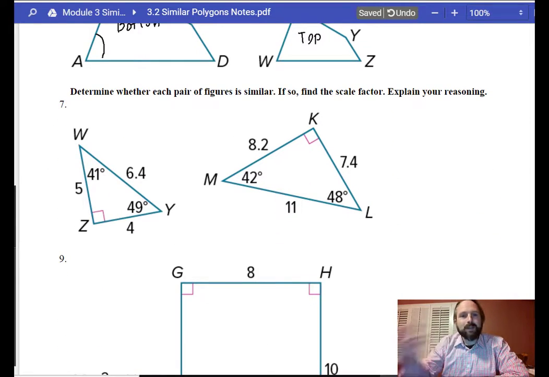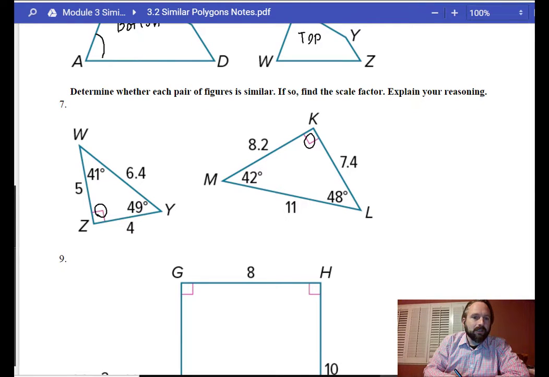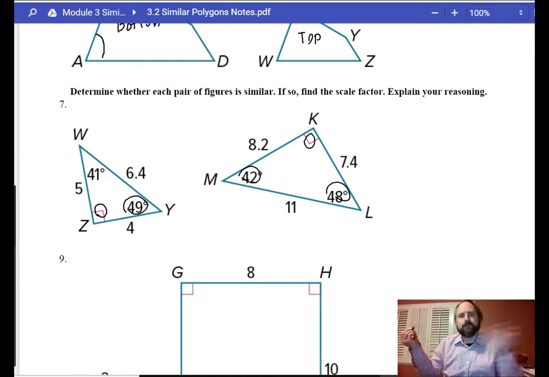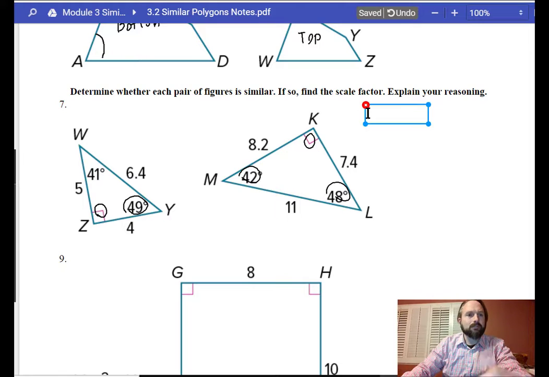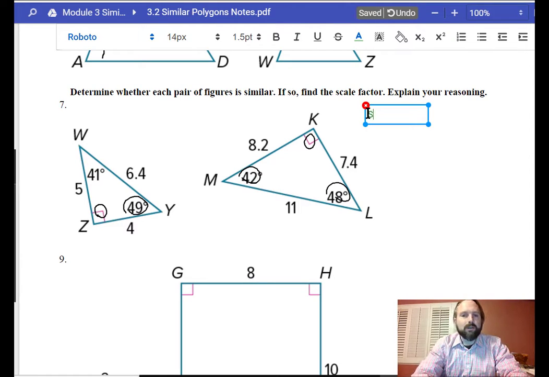Determine whether each pair of figures is similar. First, we have to make sure that they have the same angles. Here's 90, here's 90, we're good. Here's 49, here's 48, here's 42. Right now, it's not similar, because the angles are not the same, so it doesn't have the same shape.